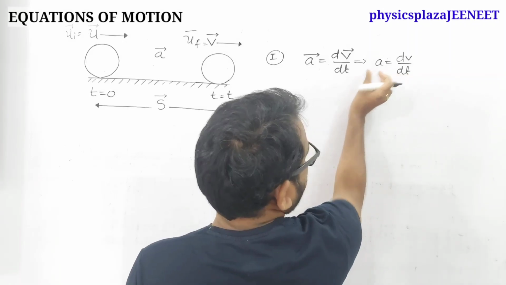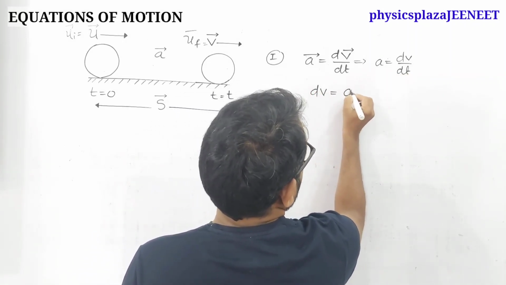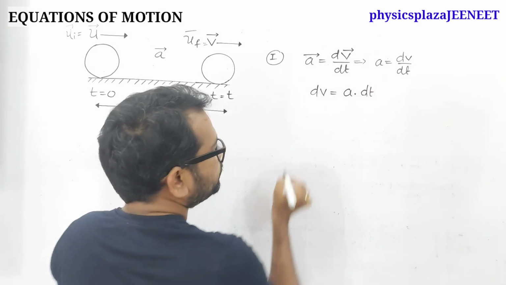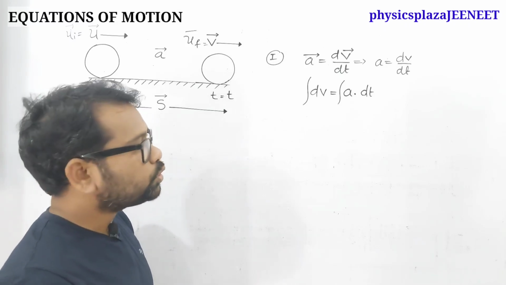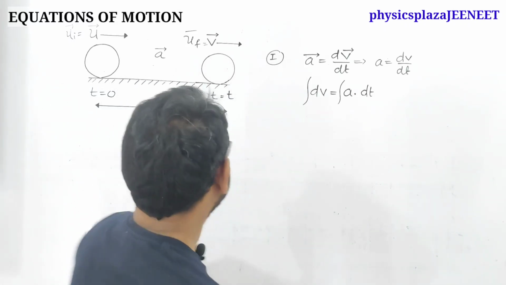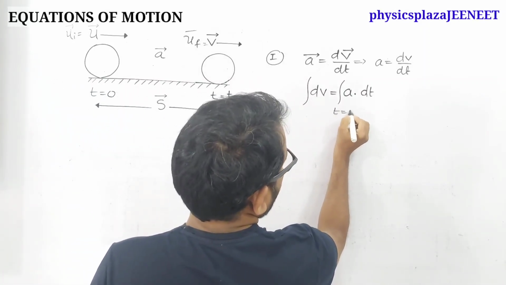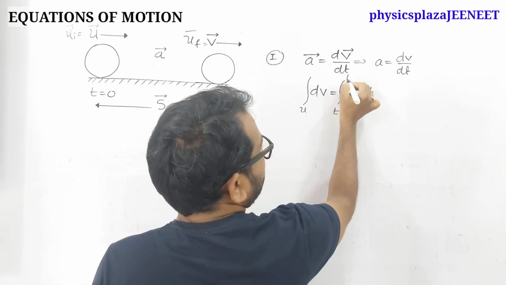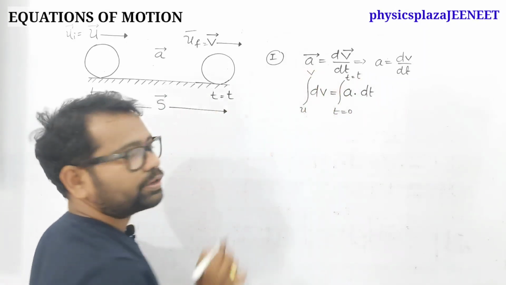Now get this dt to this side, so that it can be written as dv is equal to a into dt. Let us integrate on both sides. We know from where to where the journey has happened here. Children, try to understand: when time is 0, the body has initial velocity u. When time is t, the body has final velocity v.